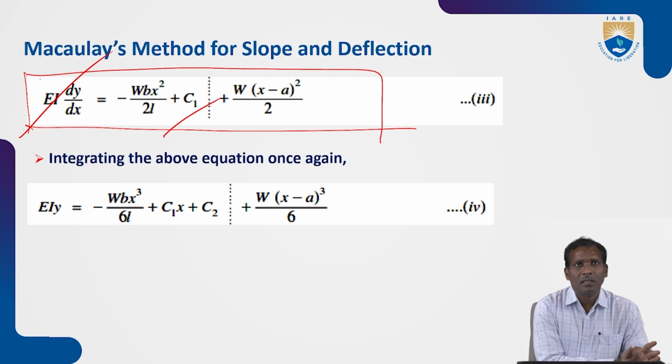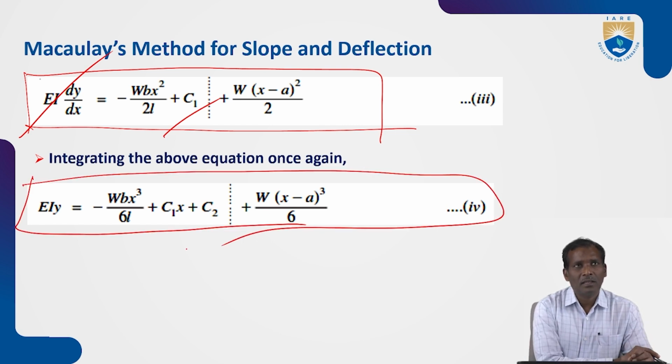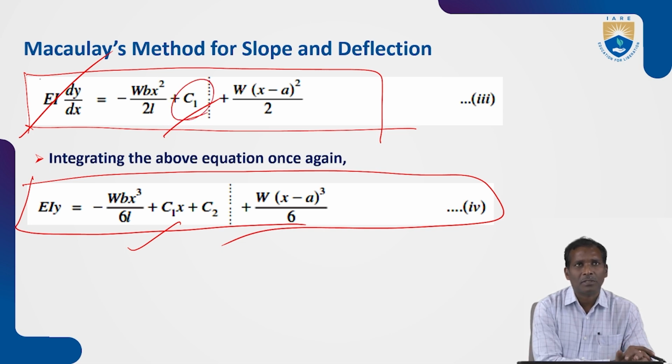So integrating the above equation once again, that is EI into y is equal to minus W b x cube by 6L plus C1 x plus C2. So first we will get the first constant from the first integration, and the second constant we will get from the second integration, C2, plus W into (x minus a) whole cube by 6.